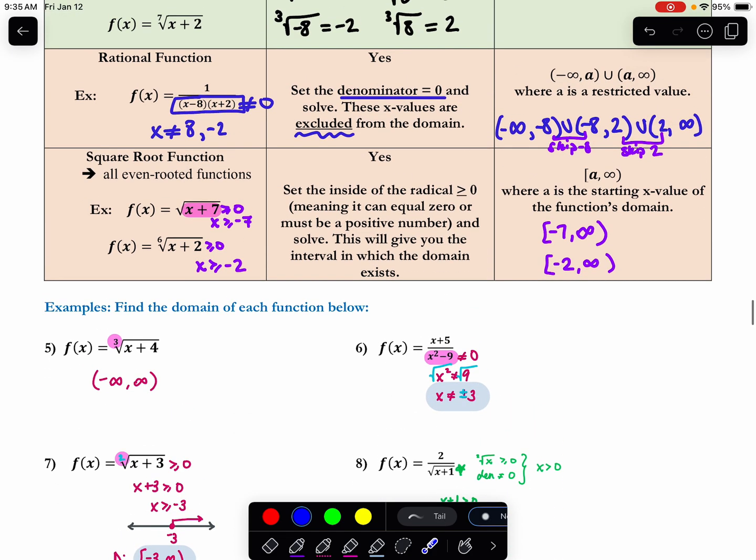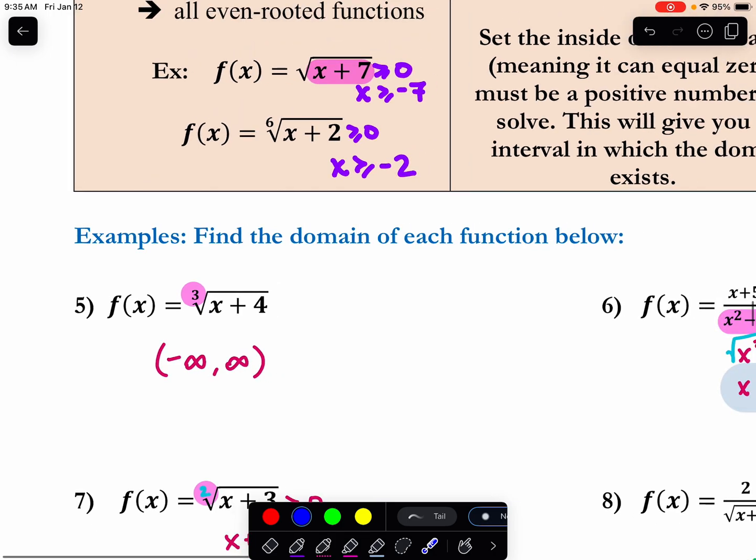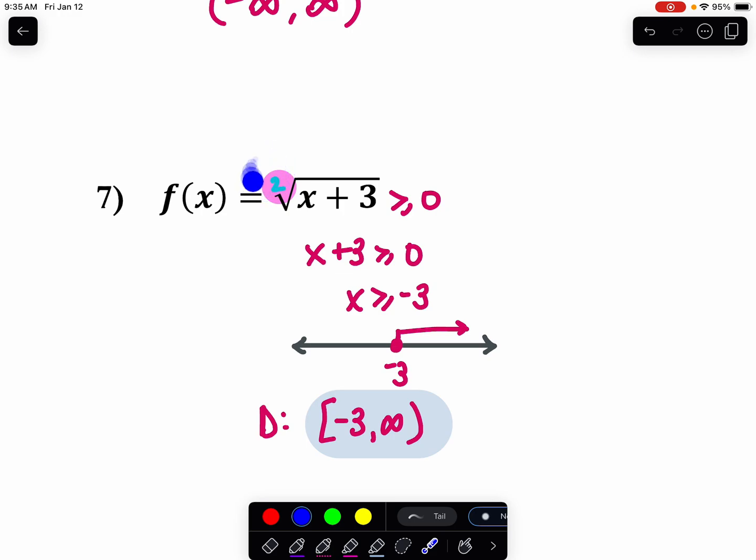So when we look at these, we can take a look at number 5. Because this is an odd index, there are no restrictions. Our domain is negative to positive infinity. For number 7, since it's a square root, there is a restriction. This expression cannot be negative. So we say this expression has to be greater than or equal to 0. When we solve, we get that x has to be greater than or equal to negative 3. Visually, these are the numbers. x has to be greater than or equal to negative 3, so as far left as negative 3 and then to the right forever.